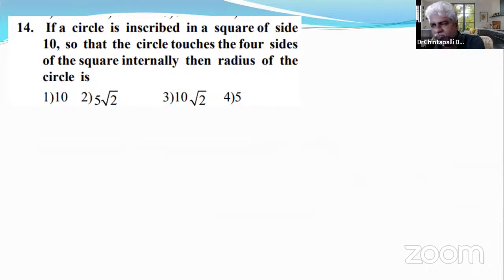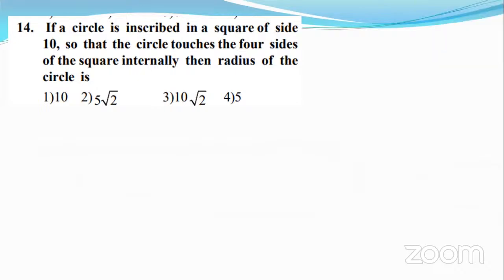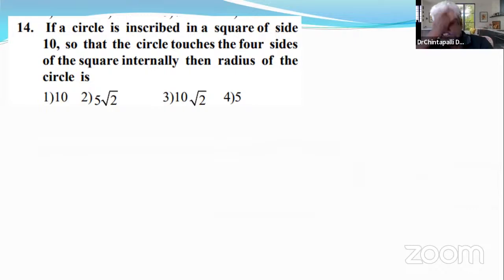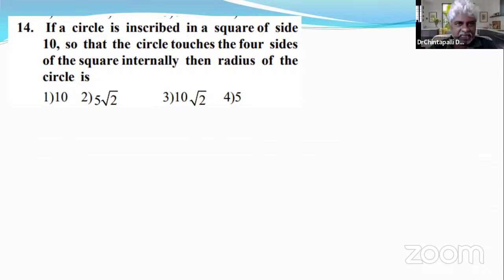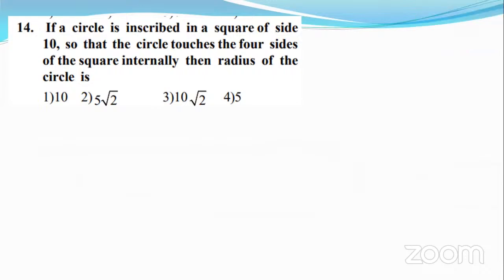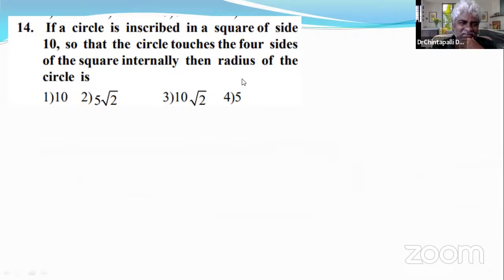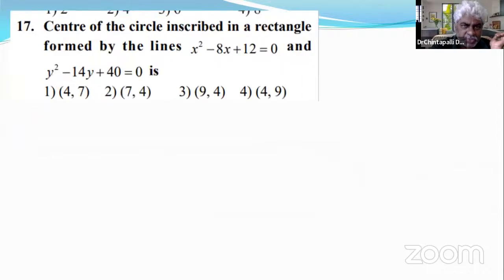I'm giving a very easy question. You can answer just by looking at it. The circle is inscribed in a square of side 10. The radius of the circle is? So is it option 4, 5? Very good. That kind of mindset is required.